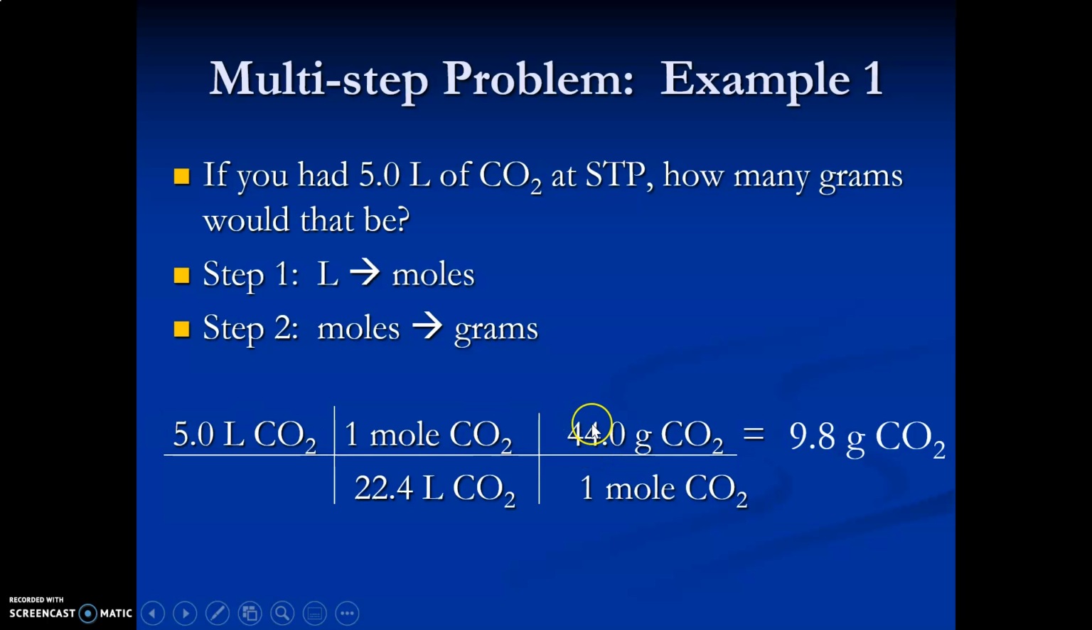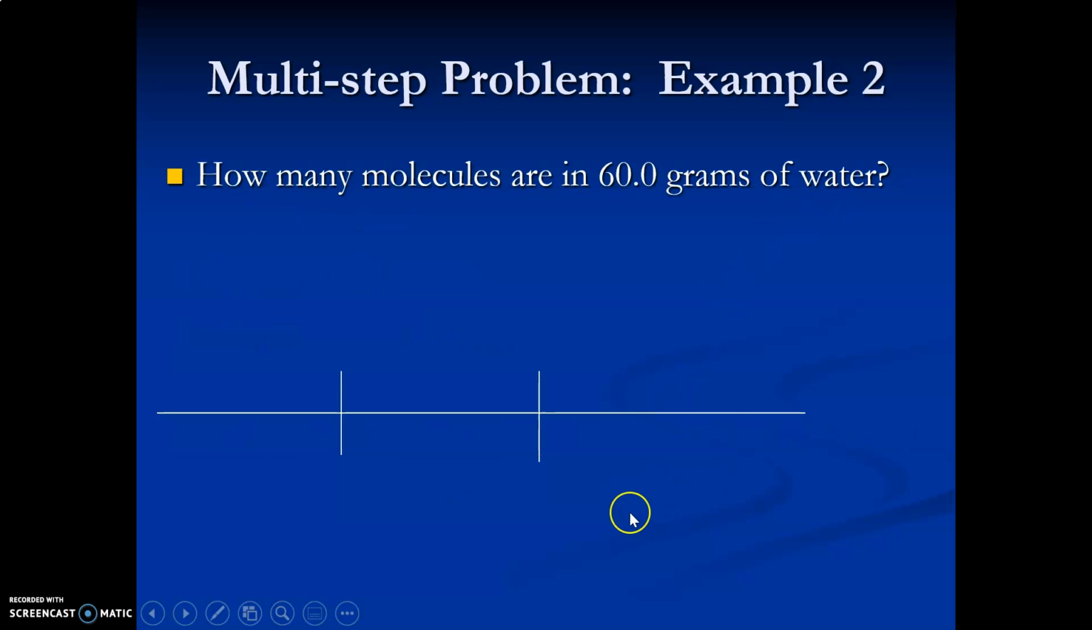So 5 times 44 and then divided by 22.4. Notice that liters cancels, moles cancels, and the only thing that doesn't cancel is grams. And so that's your final unit, which is what they were asking you for. Feel free to pause these if you need some more time to write down the problems. All right, let's do another one.